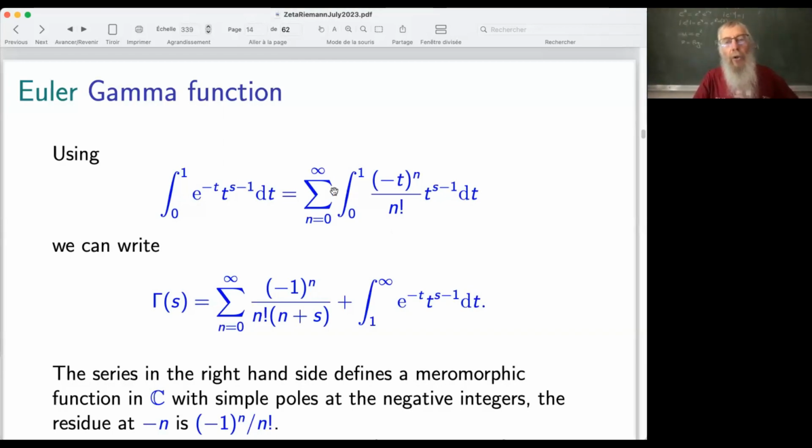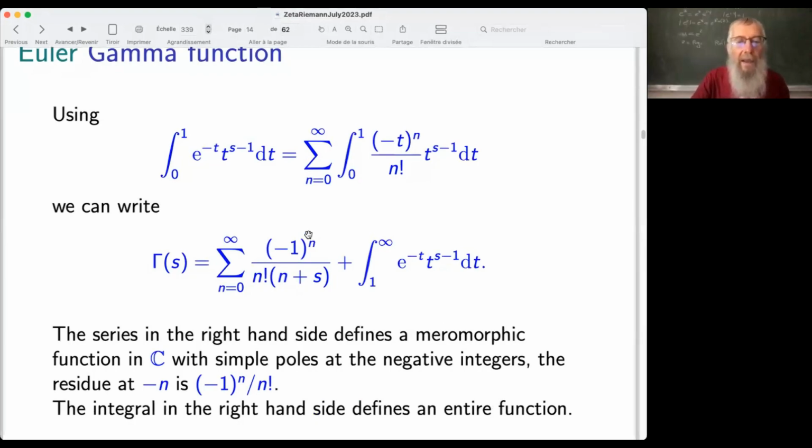And so it's not difficult to check that you can permute the sum and the integral when the real part of s is positive. And then you have a series, which is the integral of this value. But this integral can be computed easily. And this is (minus 1) to the n over n factorial times (n plus s), which comes from that. You have t to the n plus s minus 1. So it gives 1 over n plus s between 0 and 1. And then gamma of s is this series plus an integral which is convergent.